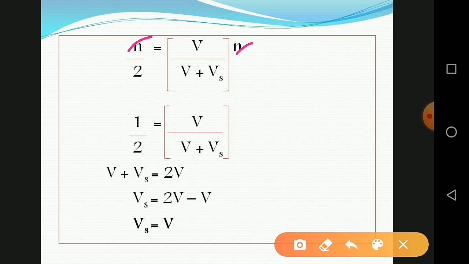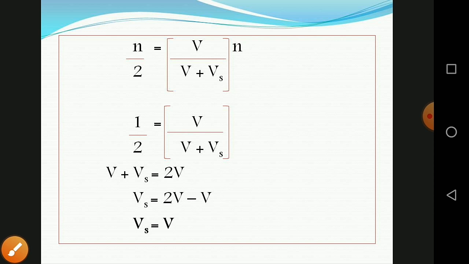So vs is equal to 2v minus v, the v moves from left to right, so 2v minus v. So vs is equal to v, that means the velocity of the source is equal to the velocity of sound v.